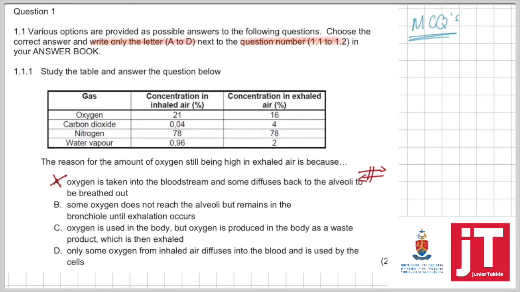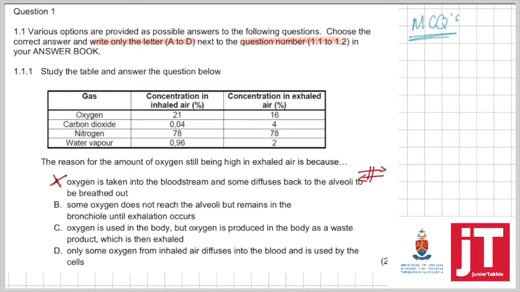And you can see when we do a quick analysis here, with regards to oxygen, there is a percentage of the oxygen that moves across and is removed from the exhaled air. So there is a decrease in the percentage concentration with regards to oxygen. When we look at carbon dioxide, we go from 0.04% to 4%, which means between inhaled air and exhaled air we've got an increase in the percentage concentration of that specific gas. For nitrogen, we've got no change at 78%. And water vapor, we've got a slight increase from 0.96% to 2%.